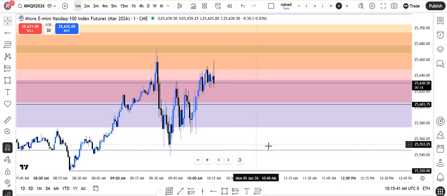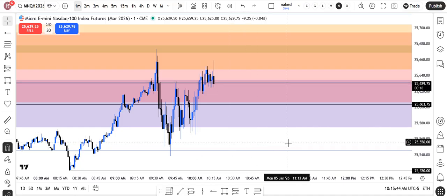Let's see if we can get some displacement. If we can get some displacement, this could be a potential setup. But, like I said, nothing yet. And we're not in any rush. But I did like that. Let's see if we can get below.